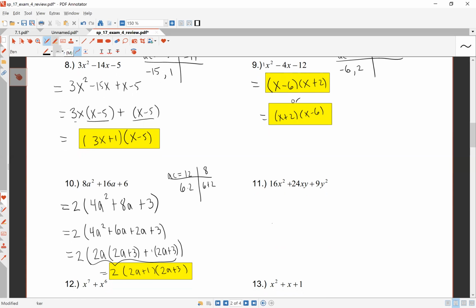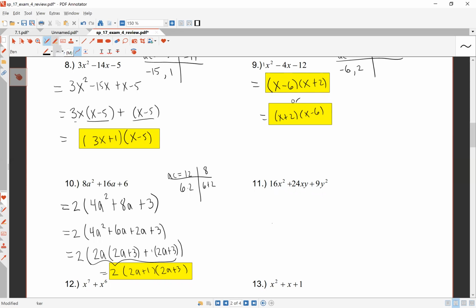Number 11, 16x squared plus 24xy plus 9y squared. Take out 3. From number 10, I can't take out a 3. Oh, okay, you're ahead of me. All right. 16 is not divisible by 3. So I can't factor out anything from those 3.